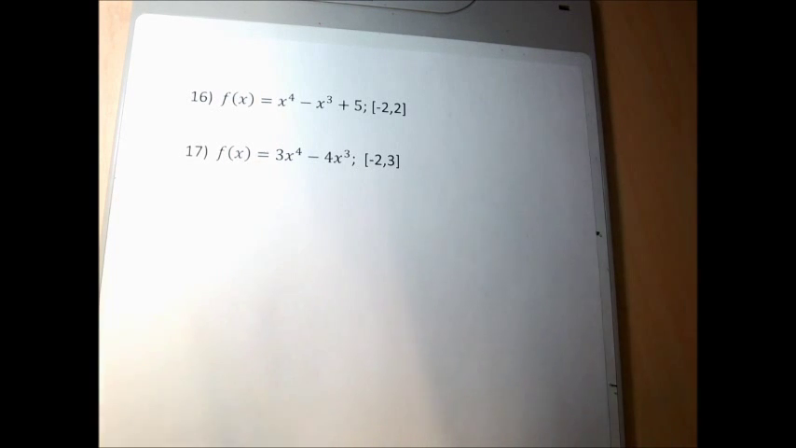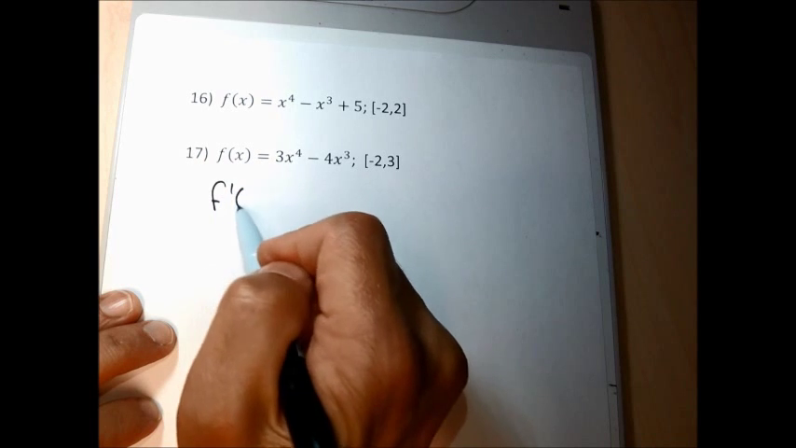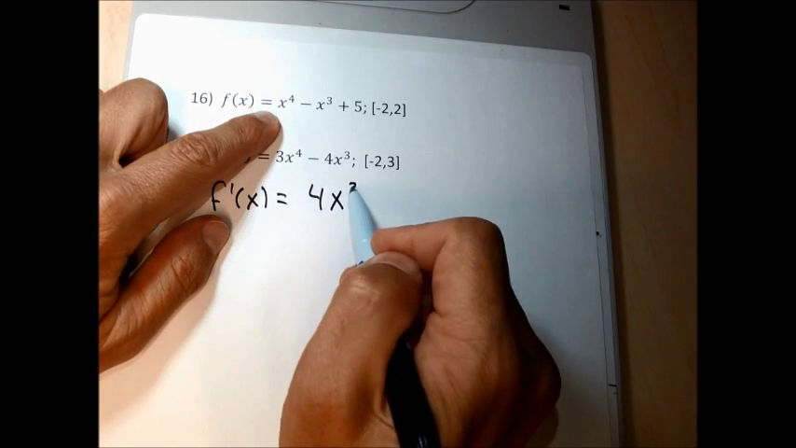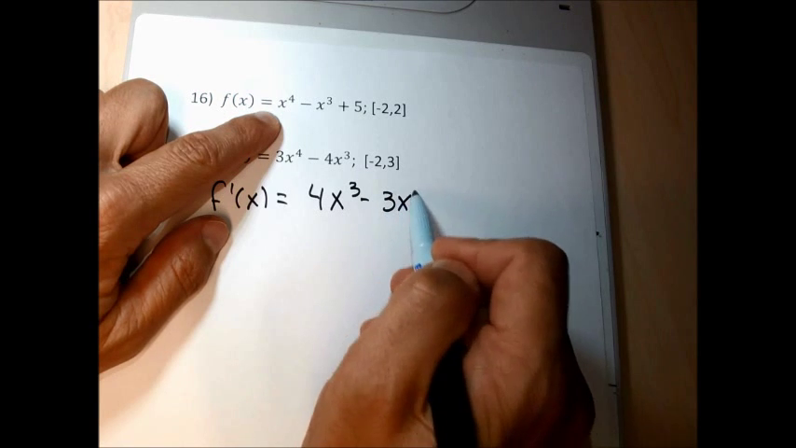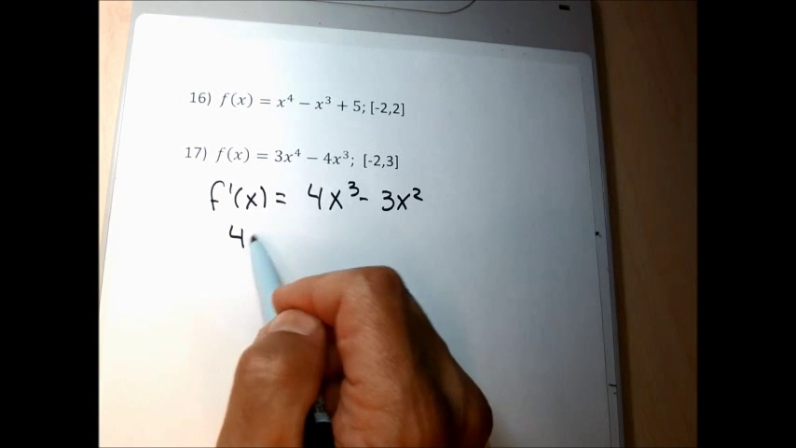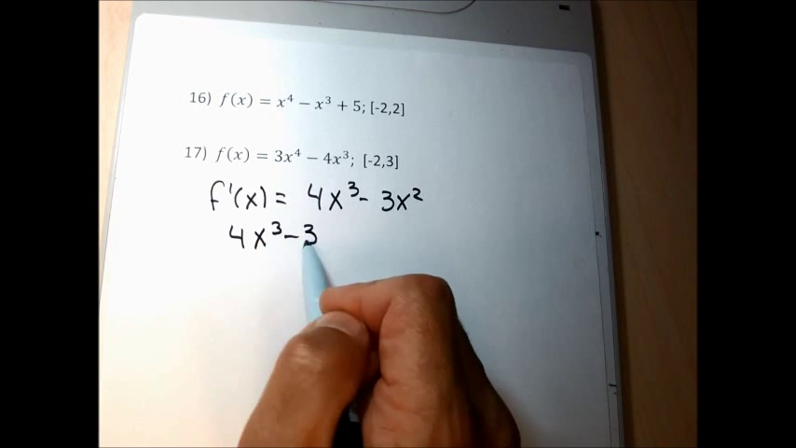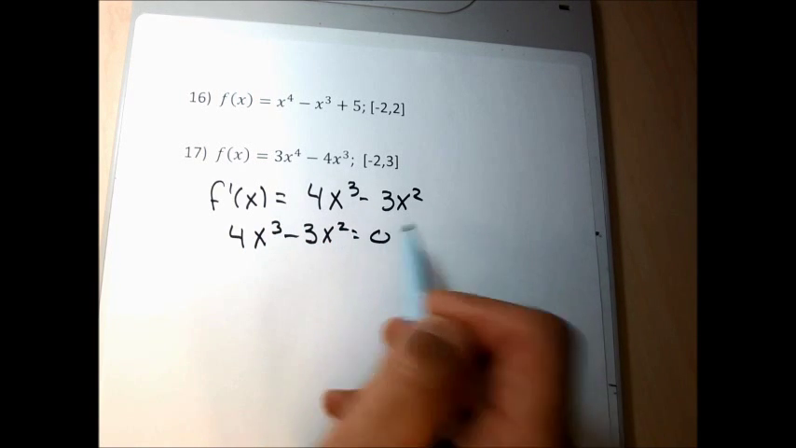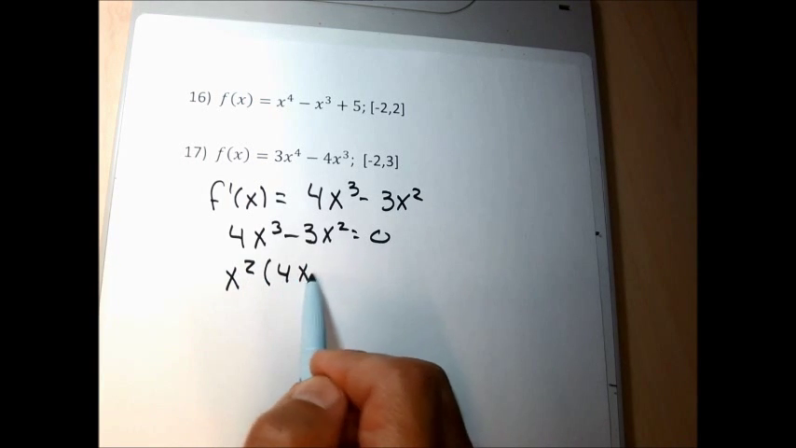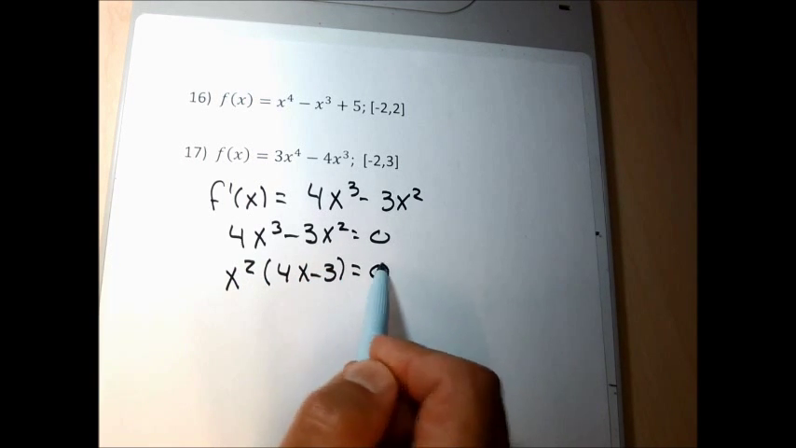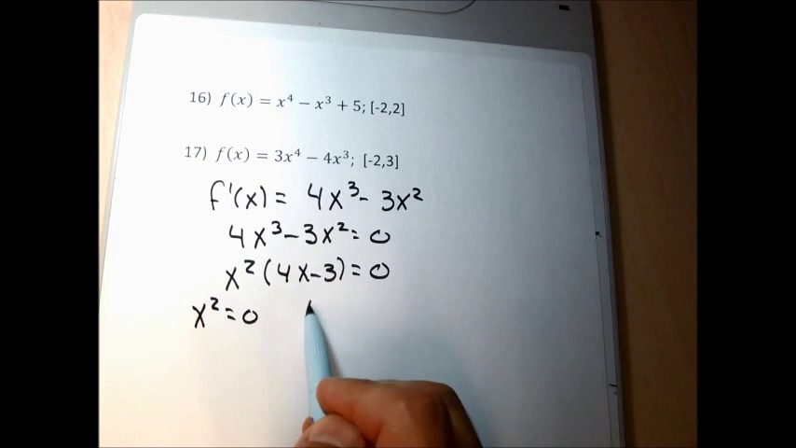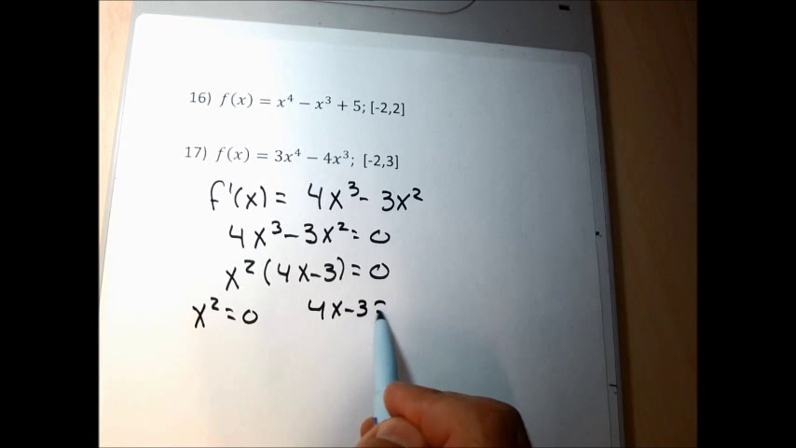So algebraically, the first thing I'm going to do for 16 is find the derivative. So f prime of x equals 4x cubed minus 3x squared plus 0. Fine. Set it equal to 0. So 4x cubed minus 3x squared equal to 0. Factor out an x squared. So x squared times 4x minus 3 equal to 0. Set each factor equal to 0. x squared equal to 0. 4x minus 3 equal to 0.